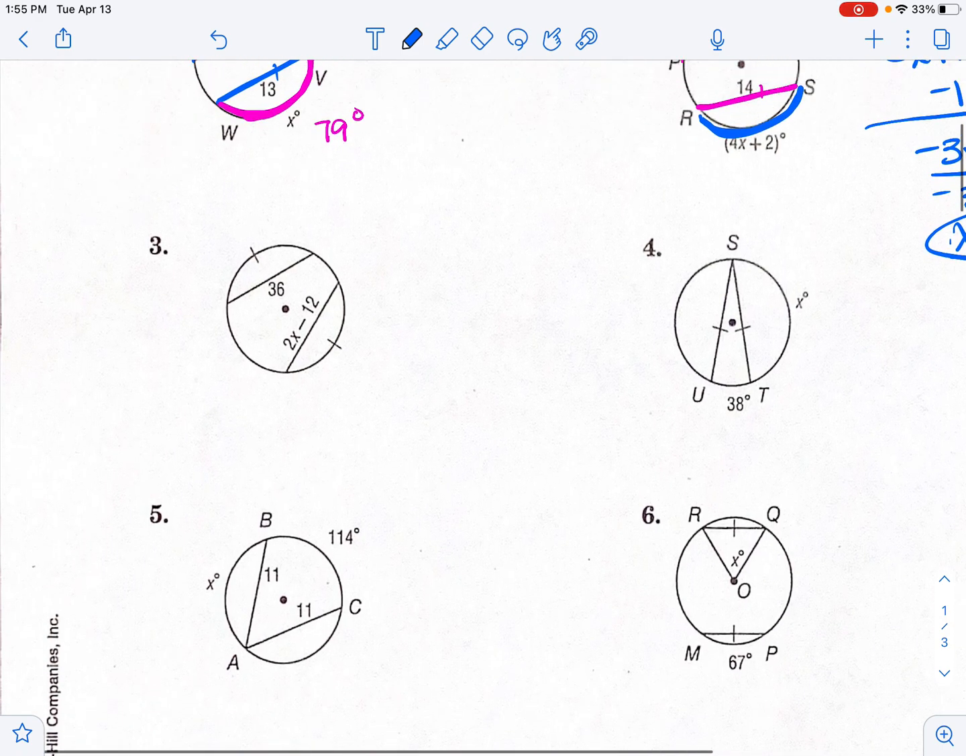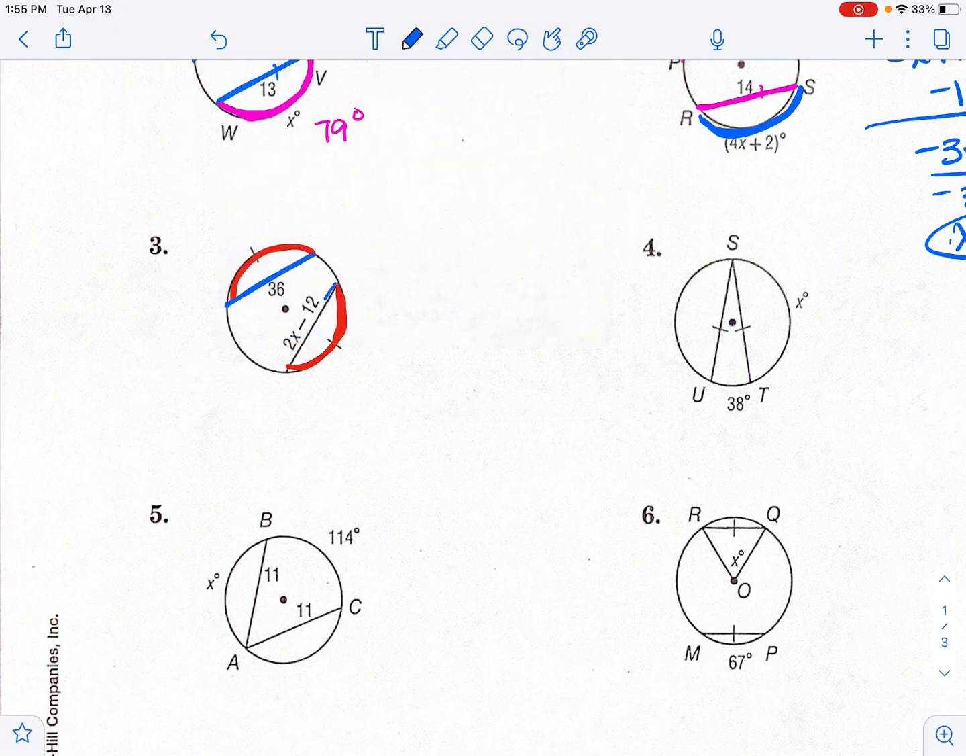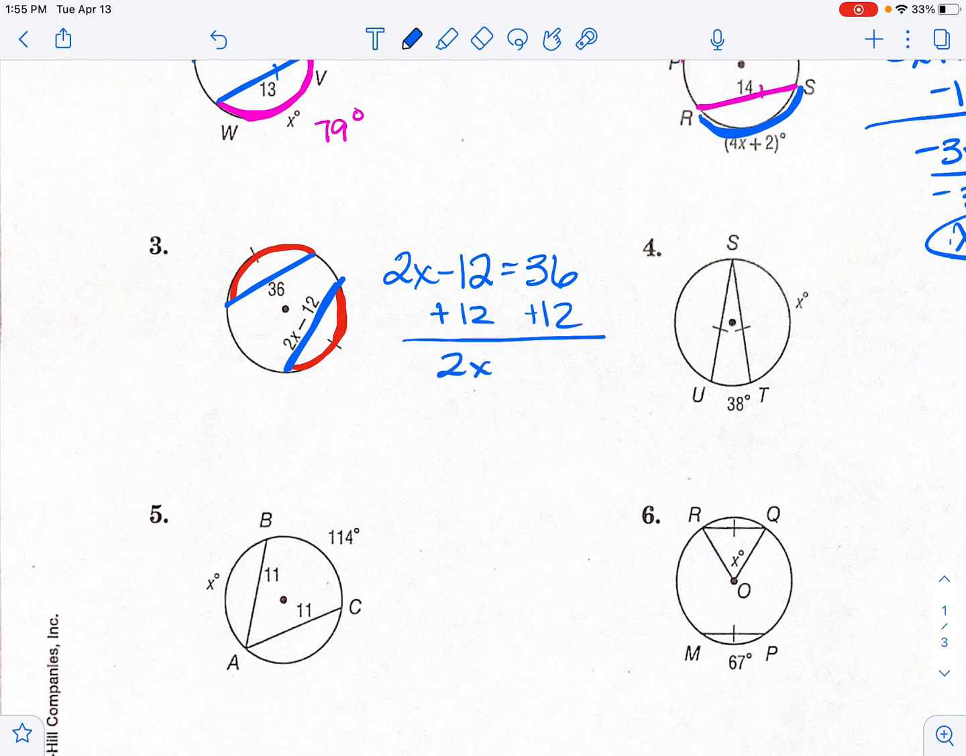Number 3. So, conversely, if the chords are equal, then so are the arcs. So here, it's showing that the arcs are equal. That means the chords are also congruent. That means I can write the equation 2x minus 12 is equal to 36. That's the equation I'm going to use. X is 24.